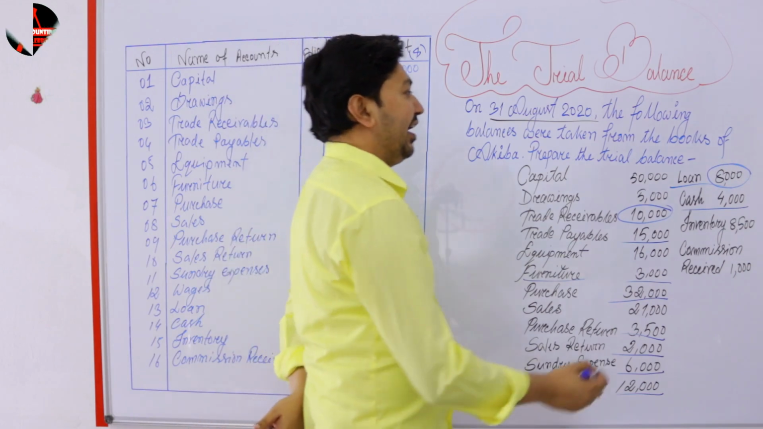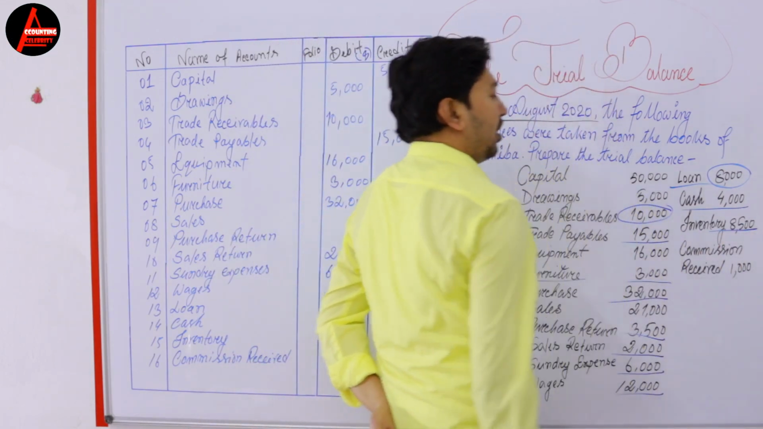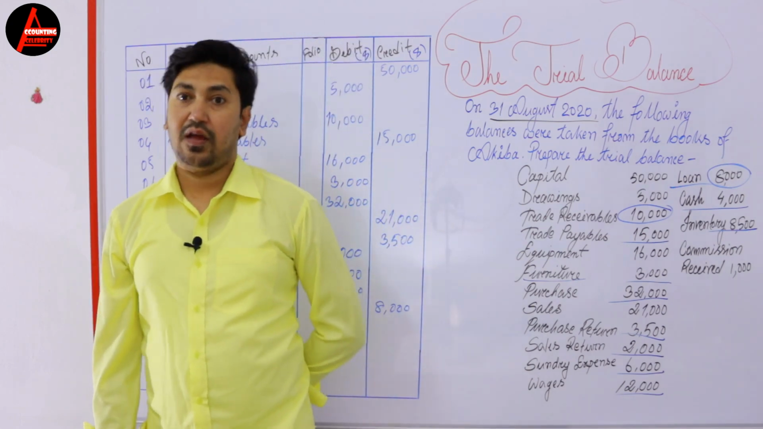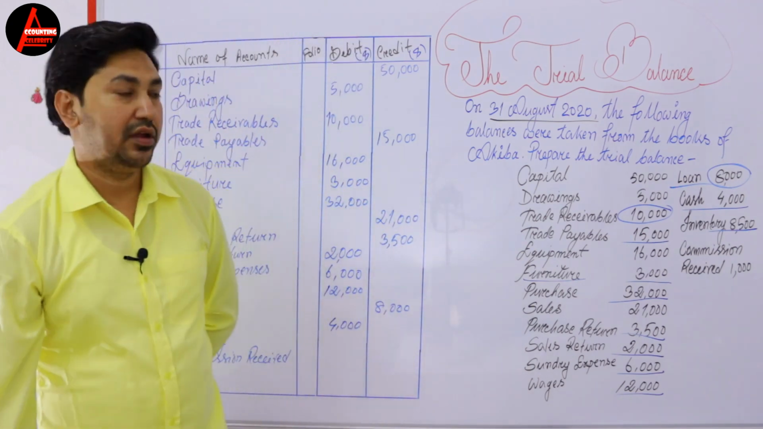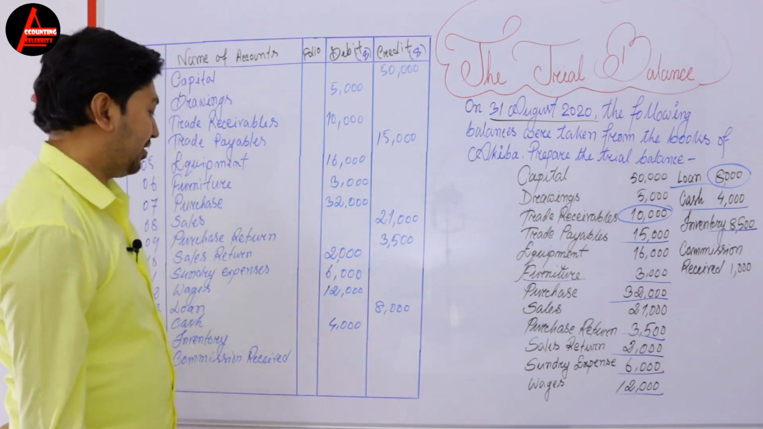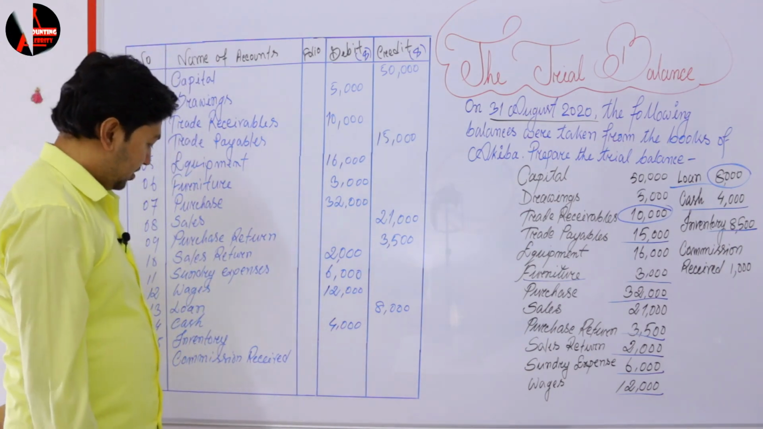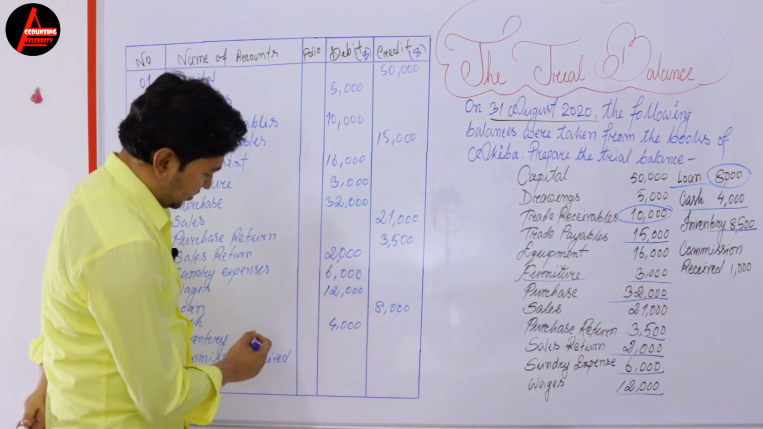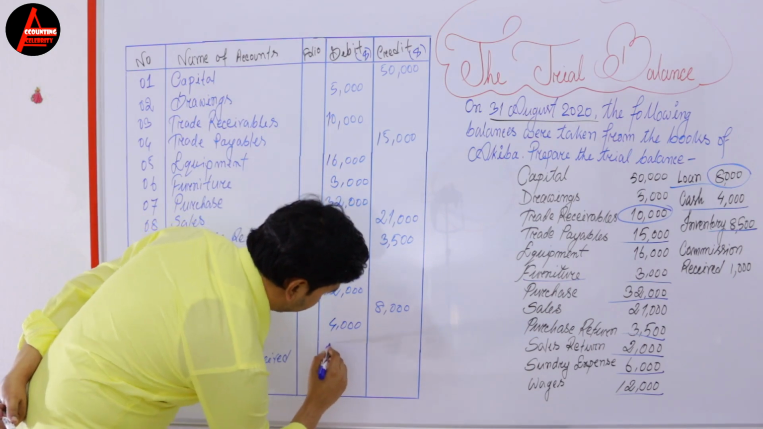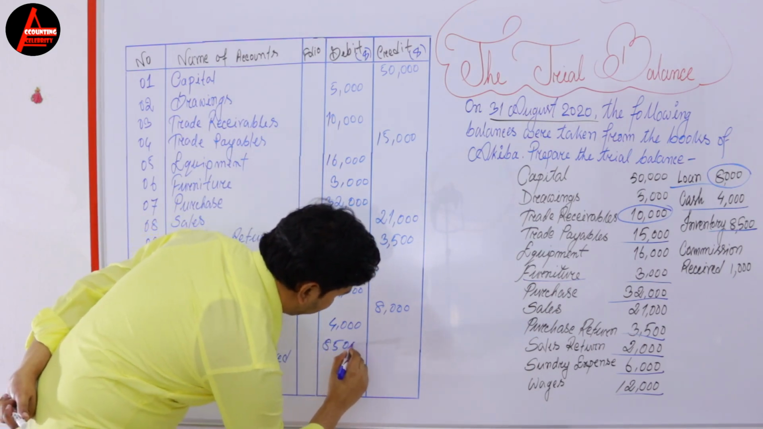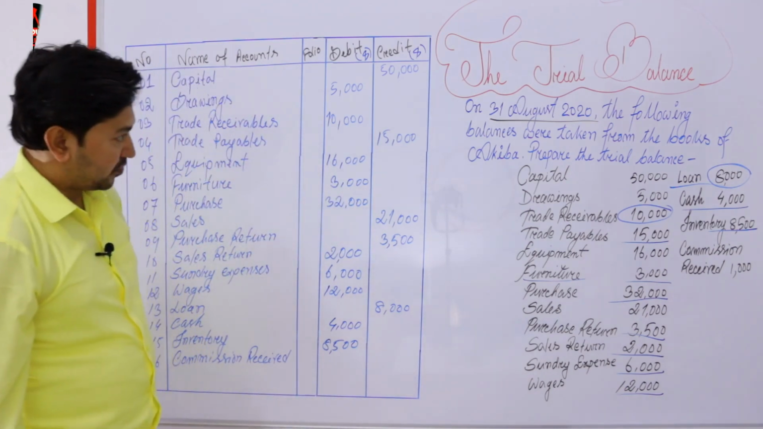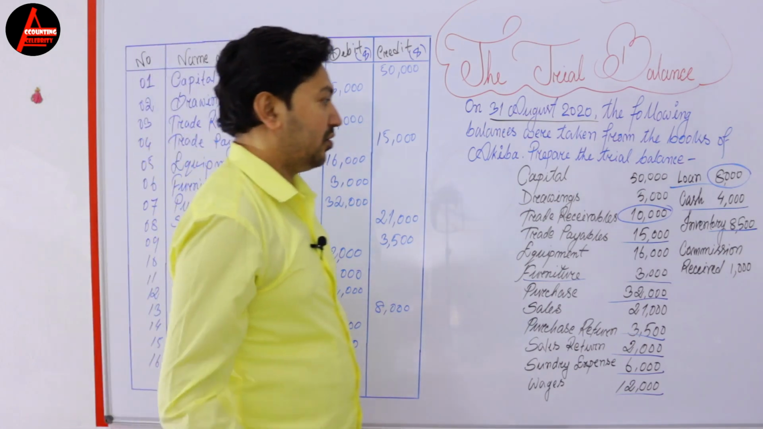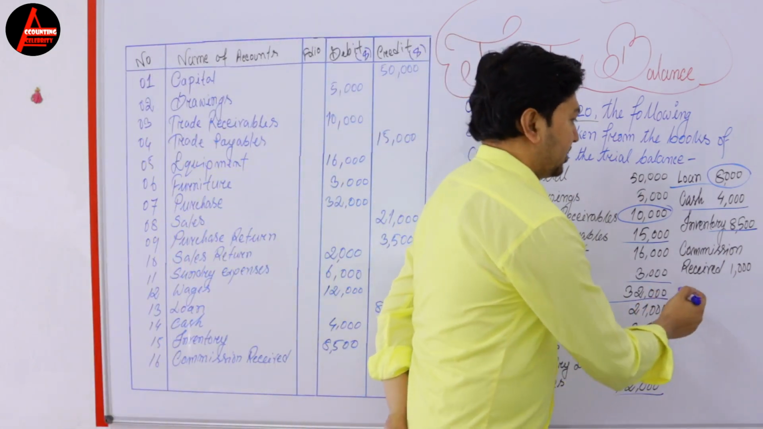Next one is inventory. How much? $8,500. Inventory is a current asset. Okay, it's a current asset. Asset will be debited when an asset increases. So how much? 8,500. So right here on the debit side, 8,500. Sorry about my handwriting. Doesn't look good. Okay, I hope you understand. So let's see the next one.